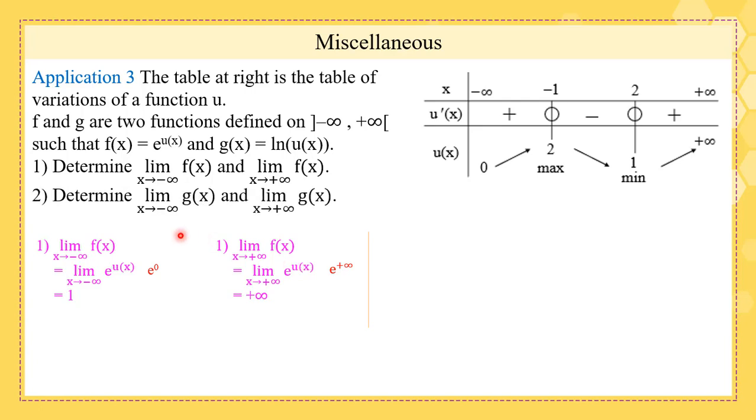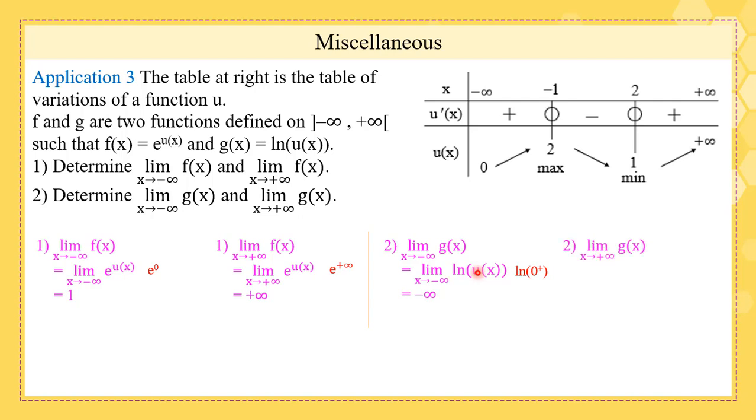Now let's see the second part. We need the limit of g of x as x tends to negative infinity and at positive infinity. Try also to do it alone. Well, if we work it out using the same strategy as part 1, what is the limit of g of x as x tends to minus infinity? It's the limit of ln u of x, and when x tends to negative infinity, u of x tends to 0, so we get here ln 0 plus, which is negative infinity.